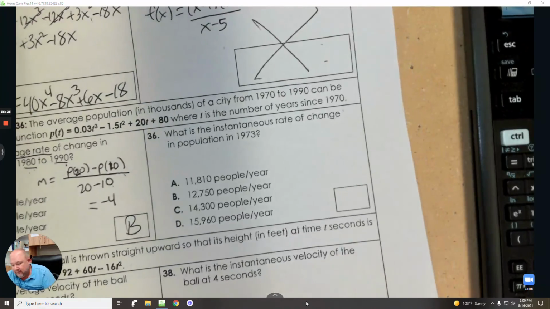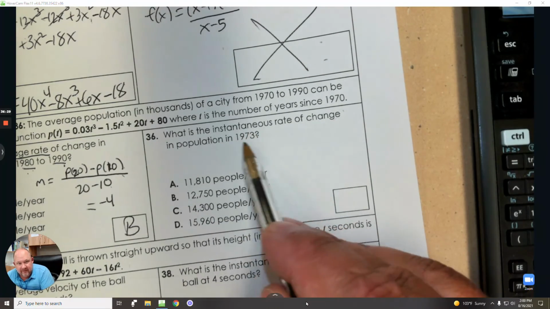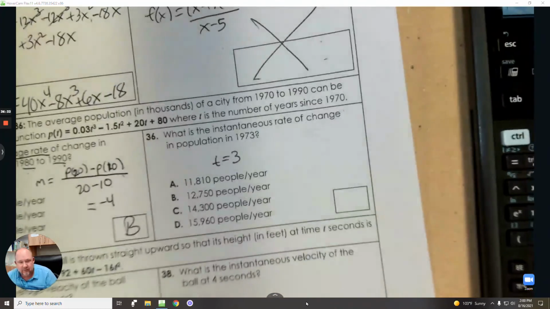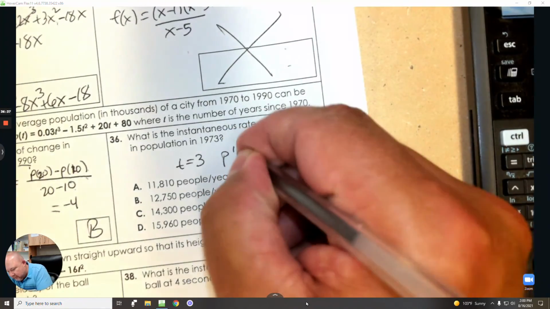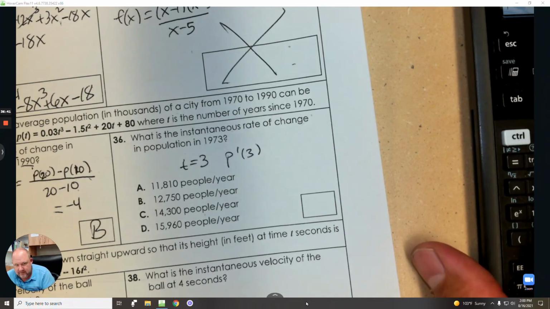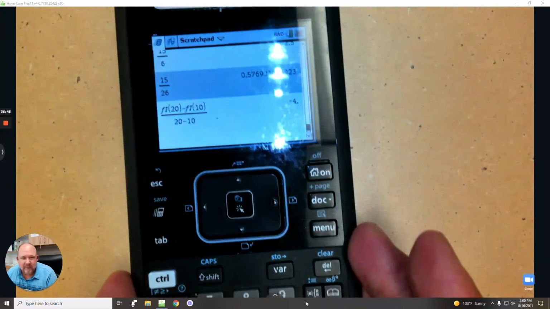It says, what is the instantaneous rate of change in 1973? Well, for 1973, that's 3 years after. An instantaneous rate of change means the derivative. So what I want to know is the derivative at 3. How do I do that with my calculator? So it's already been defined. So how do I find the derivative?